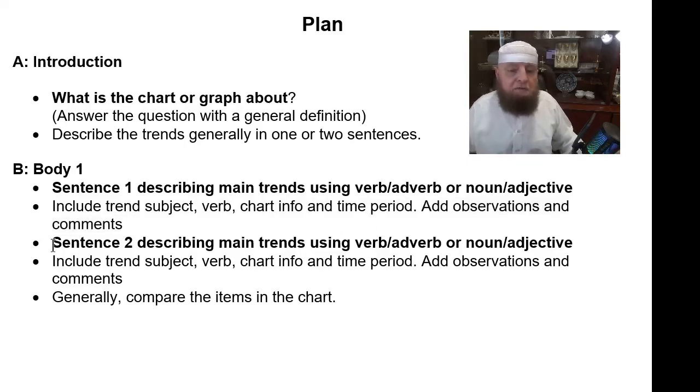Then it's the same again for the second item in the chart. Describe the main trends that are happening there. Use verb, adverb, or noun and adjective type sentences. And again, the types of writing should be the same, and you can add an observation or a comment. Your overall goal is to generally compare those 2 items.